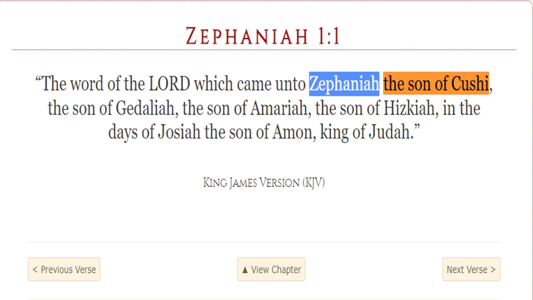So we go to Zephaniah 1:1. It reads, the word of the Lord Yahweh which came unto Zephaniah, the son of Cushi, son of Gedaliah, the son of Amariah, the son of Hezekiah, in the days of Josiah, the son of Ammon, king of Judah. So Zephaniah is the son of Cushi.